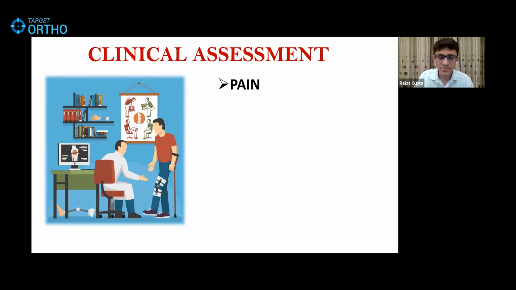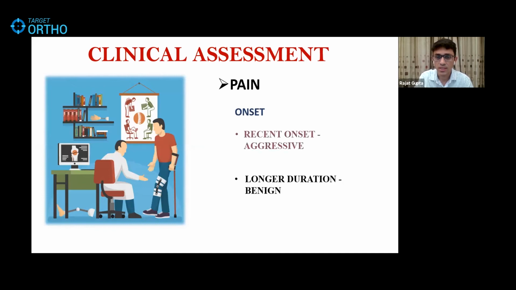So the next common thing to look for is the status of pain for that patient. In the pain, what's the onset of pain? Because a recent onset of pain usually signifies that it is an aggressive kind of tumor. But in case the duration is quite long, it signifies a benign lesion. But again, these are not very hard criteria. We can have vice versa things as well.